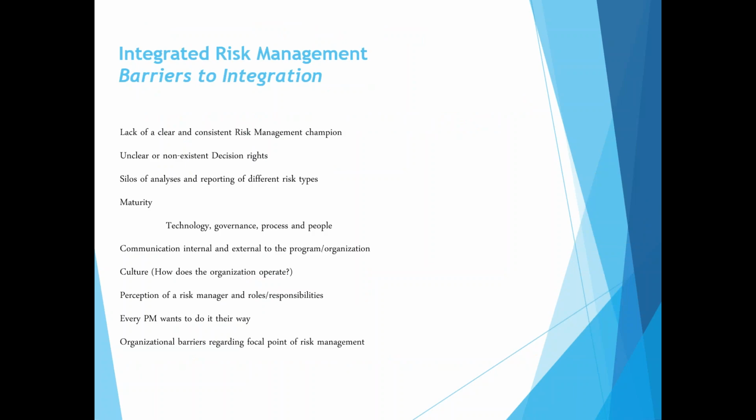There are many different barriers why this does not work in many companies, in many cultures. One very clear one is that there's no risk management champion. Nobody is responsible for the risk. Decisions are not being taken because nobody knows who takes the decisions. There are silos of analysis, silos of reporting. Communication is always an issue. And many different other organizational barriers.